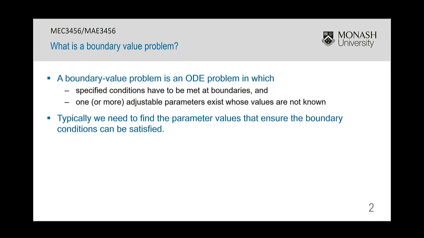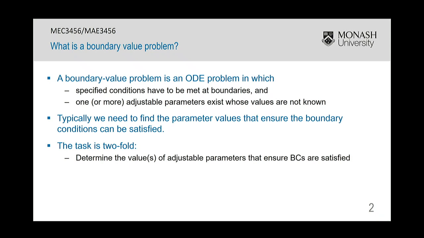Typically what we're trying to do is find the parameter values that ensure that the boundary conditions can be satisfied. So the task is twofold. Determine the values of the adjustable parameters that ensure the boundary conditions are satisfied, and once we've found those, determine the solution at positions other than the boundary values.